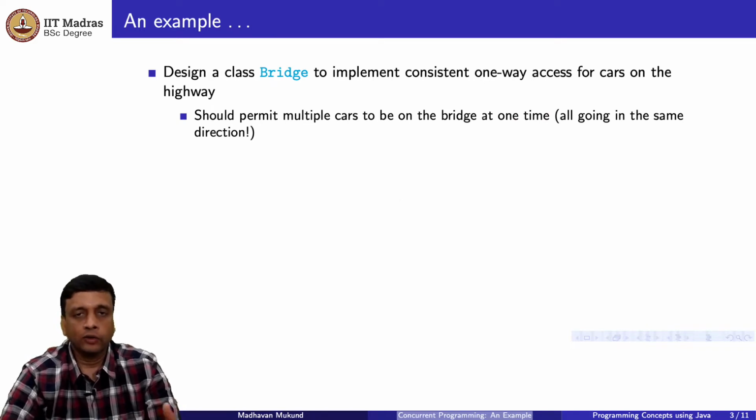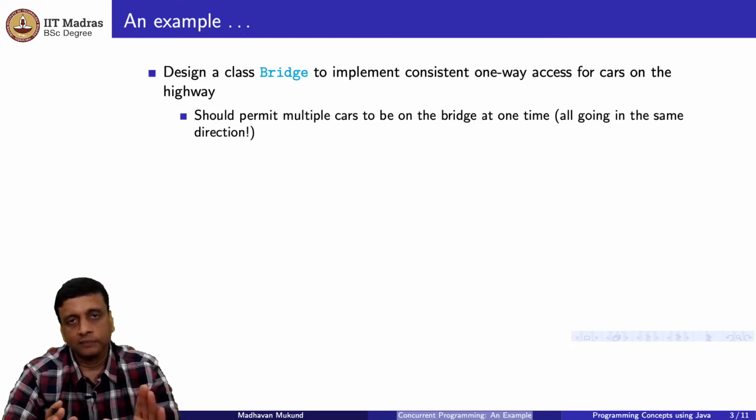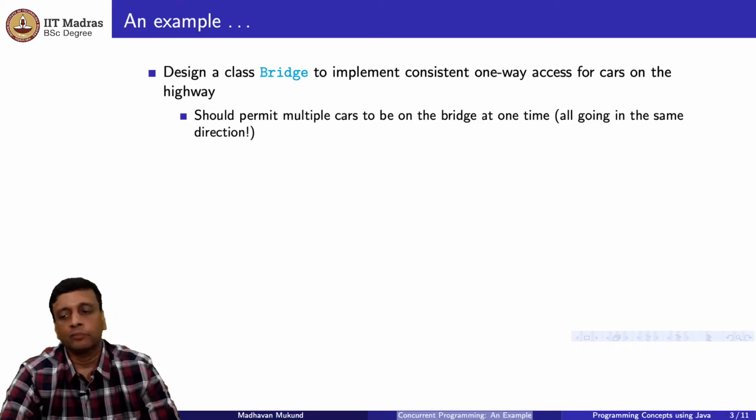So what we would like to do now as our concurrent programming exercise is to implement this bridge in Java. We want to implement a data structure which captures this bridge so that there is consistent one-way access for cars on the highway, right? And one of the things that we require is that more than one car can be on the bridge at the same time, so it must be something which is shared by multiple cars. We will have a car class and a bridge class, and each car could be on the bridge, and more than one car can be on the bridge at the same time.